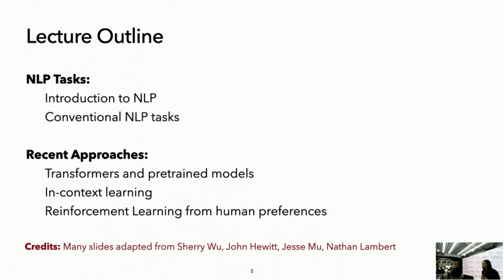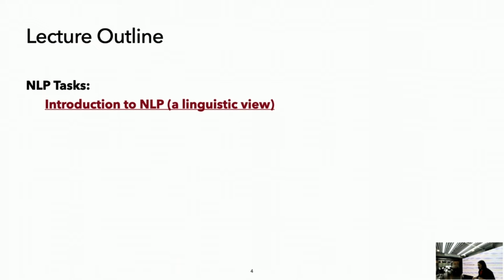Today, especially in the first part, I want to cover two aspects to get you familiar with what is natural language processing and also some recent approaches of how we go from word2vec to transformers to large pre-trained language models to reinforcement learning from human preference. So it will be a lot of content. Especially for the first part, I prepared it for people who don't know NLP so much. So if you feel like you already know that, maybe come back after coffee. Let's just get started with what is natural language processing.